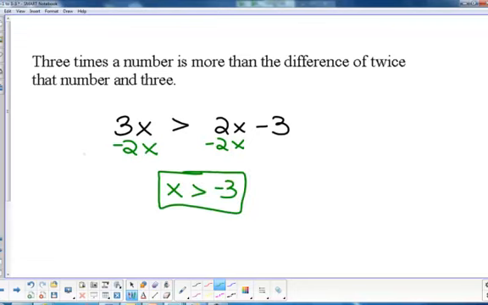If I'm going to graph that on a number line, you probably want to start at 0. My negative 3 would have an open circle because there's no equal to below that. And then it's greater than, so my arrow goes to the right.